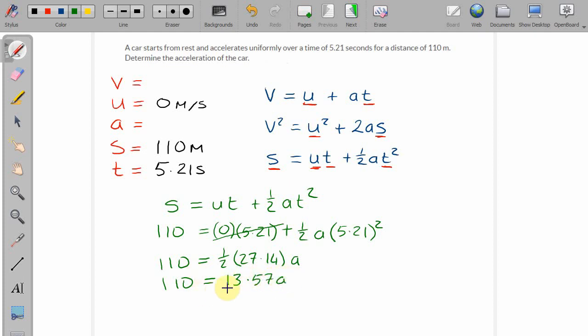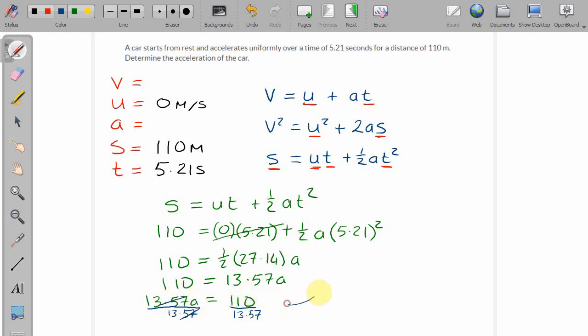Now we want A on its own, so let's swap these over so that the A term is on this side. We've got 13.57 A is equal to 110. We want A on its own, but it's multiplied by 13.57, so let's divide by 13.57 to get rid of it. And of course, if you do it on this side, you have to do it on the other side. Here they'll cancel, and you'll be left with A on this side, and on the other side you divide 110 by 13.57.